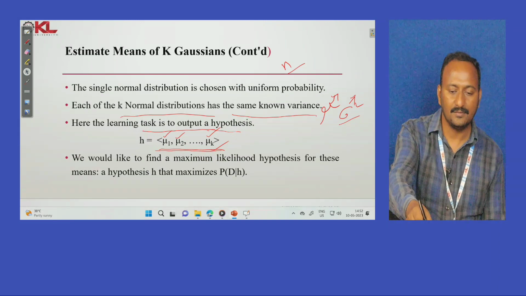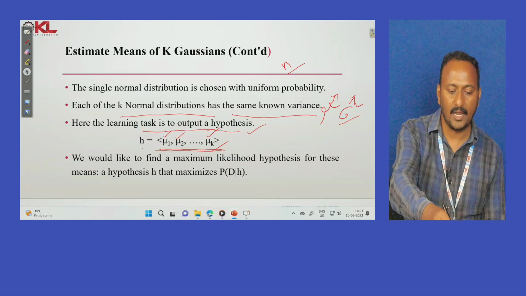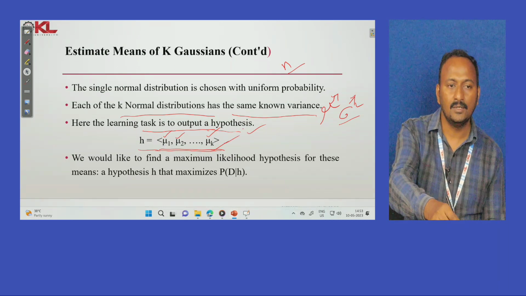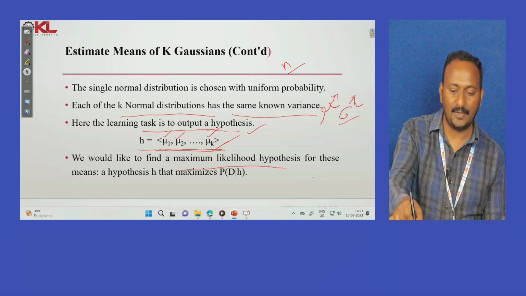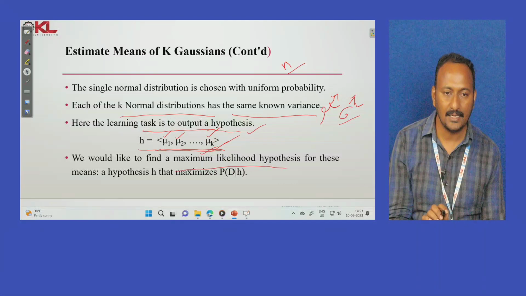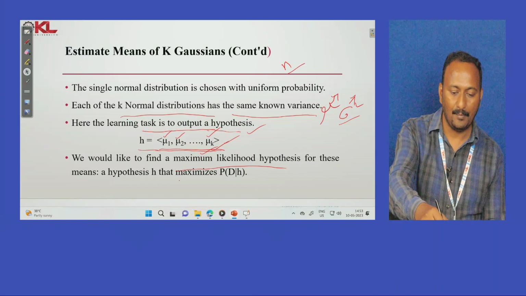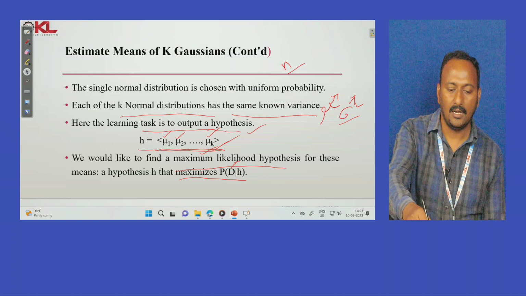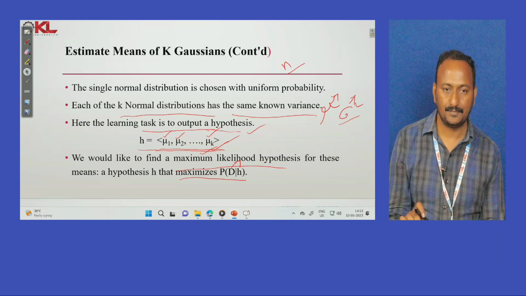The learning task of this entire thing is to find the best hypothesis, that is H. To identify this, we need to find the maximum likelihood hypothesis for these means, that is, maximizing the probability of D conditioned on H. We know that D is the data which we have, and H is our hypothesis. Here our hypothesis is a tuple of mean values.